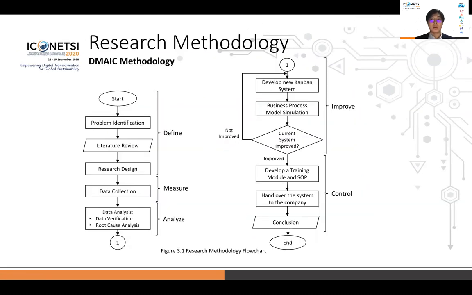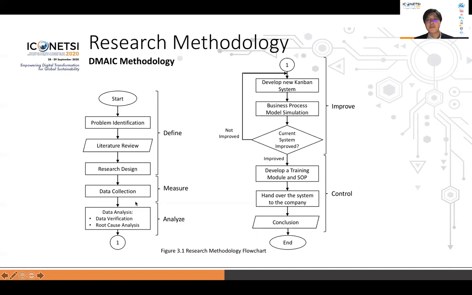Moving on, this is the research methodology. Here, I use the MAKE method, which starts with the define phase. Here, I have 3 processes: problem identification, literature review, and research design. Then I collect the data in the measure phase and analyze the data by doing data verification and root cause analysis.